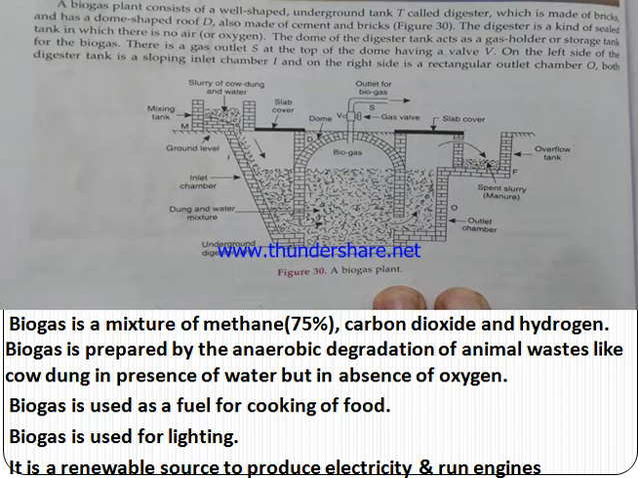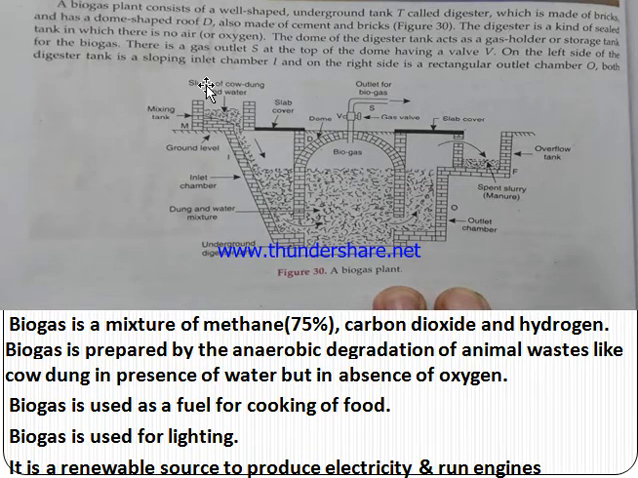Now how is biogas obtained? It consists of a well-shaped underground tank called the digester, which is made of bricks and has a dome-shaped roof, made of cement and bricks. The digester is a kind of sealed tank in which there is no air, no oxygen is present. It acts as the gas holder or storage tank, in which there is a gas outlet at the top with a valve. On the left side of the digester tank, there is a sloping inlet chamber, and on the right side is the rectangular outlet chamber.